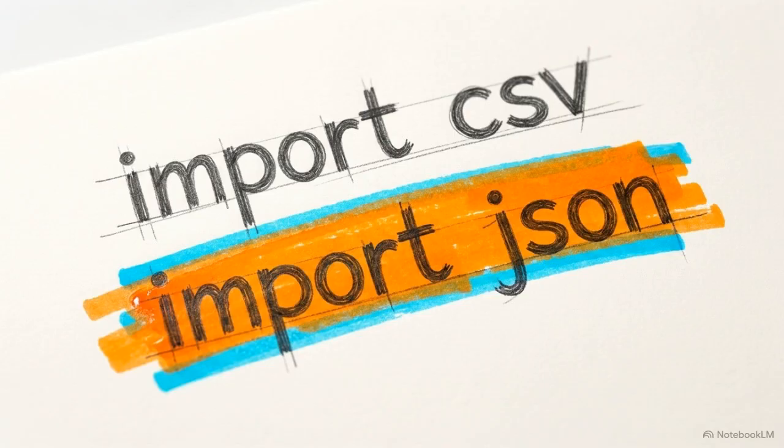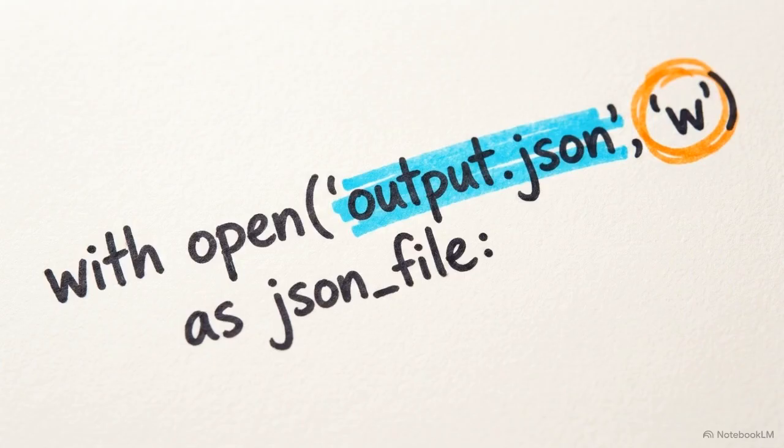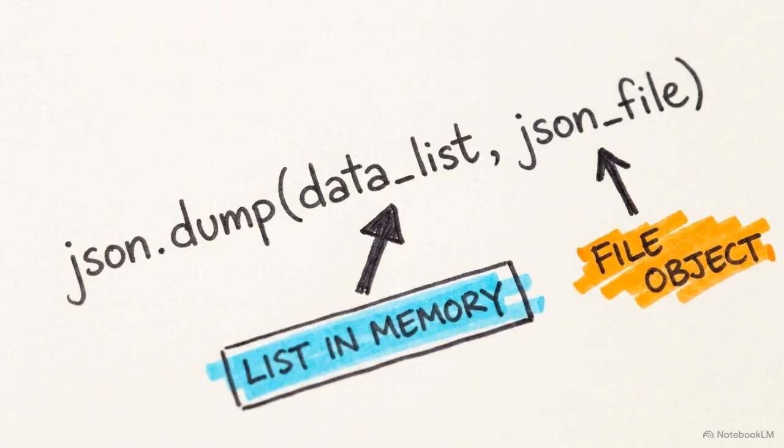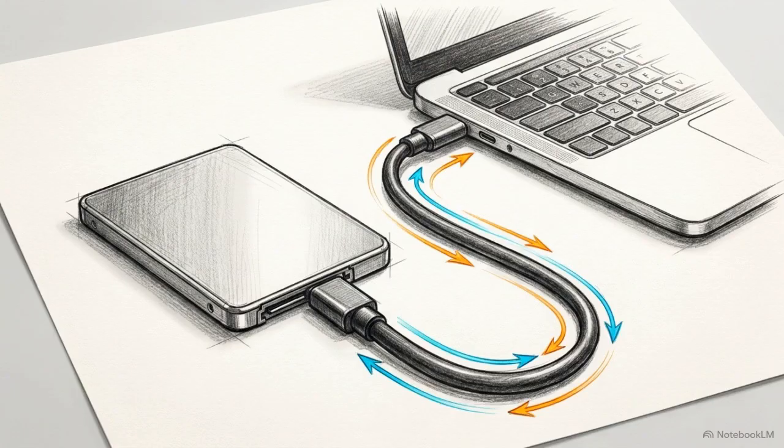To format our final output, add an import statement for the JSON module at the top of the script. Below your CSV code, open a new context manager. Set the file name to output.json and the mode to W. Call the json.dump function. Pass in your populated list as the first argument and your new file object as the second. This writes the memory directly to disk.